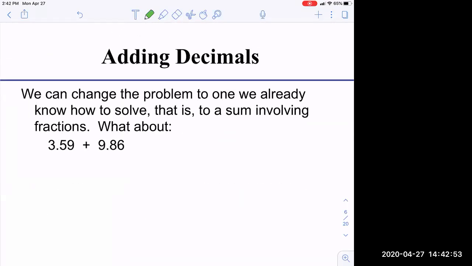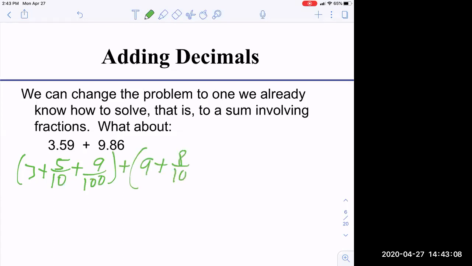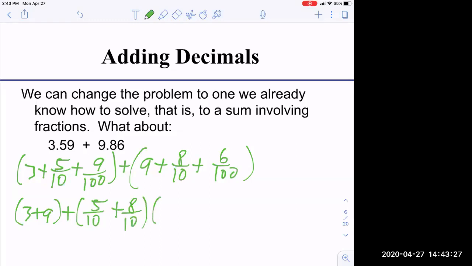Okay, so what makes this one a little bit different? Now let's do it and see why it's here. Okay, again, I'm going to commute and regroup. Do 3 plus 9. 5/10 plus 8/10. And I think I see why this is here, because I can see already that we have to regroup.